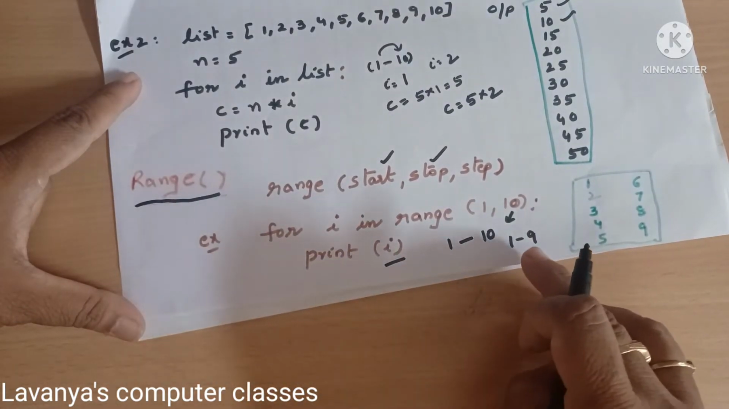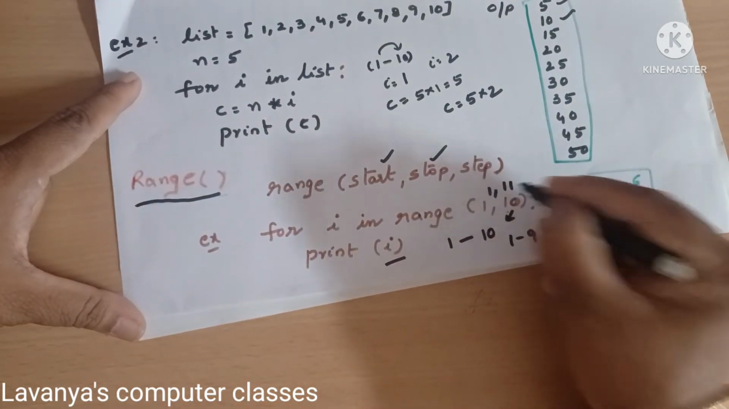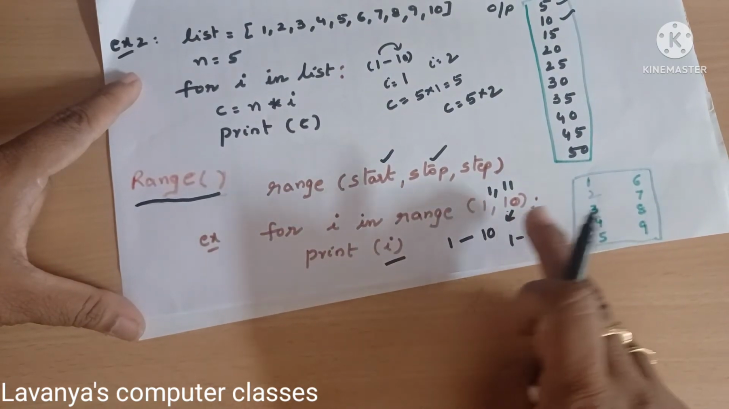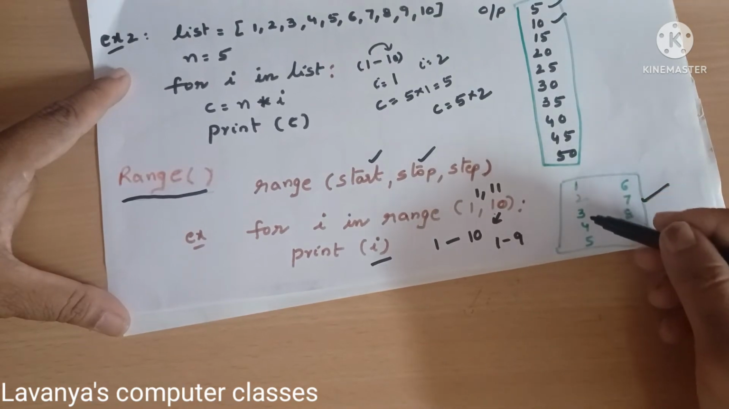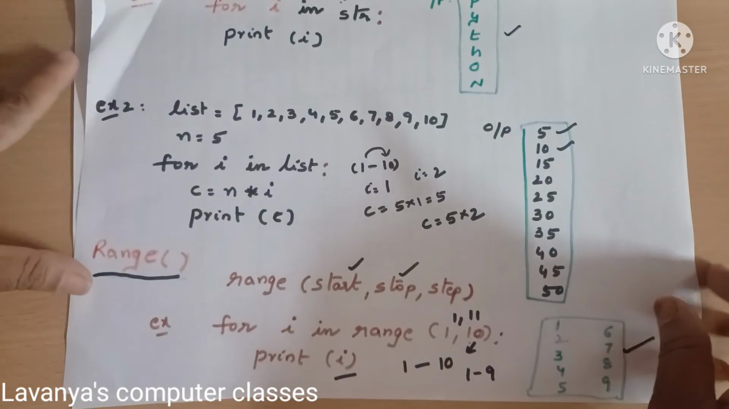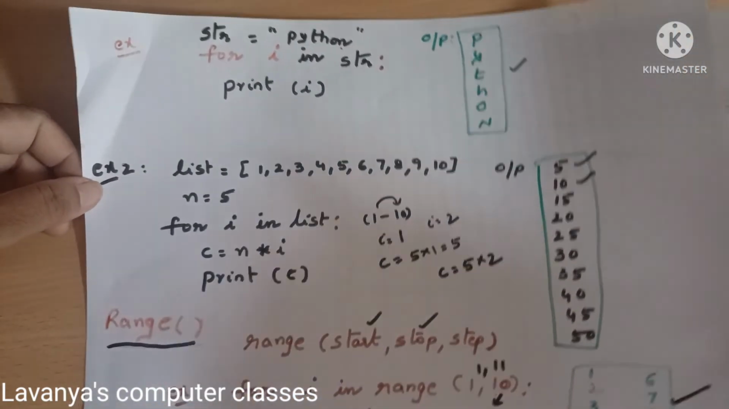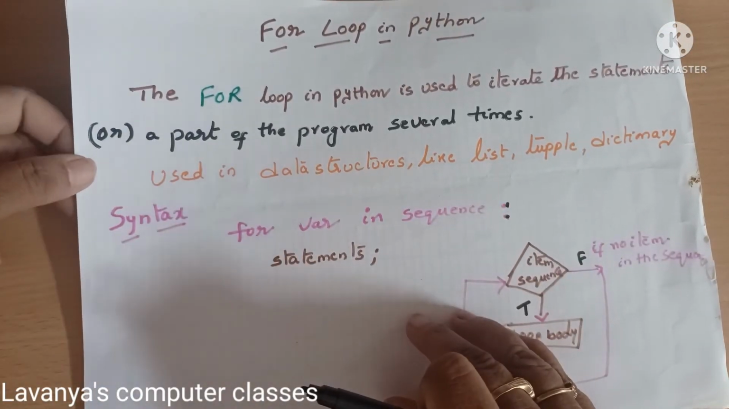If we want to print 10 also, then we take the range from 1 to 11. 1 to 11 means it prints 1 to 10. If you give 1, 10 it prints only up to 9. So this is the output: 1, 2, 3, 4, 5, 6, 7, 8, 9. So this is the for loop in Python. Now I will execute these programs on PyCharm and show you in this video.